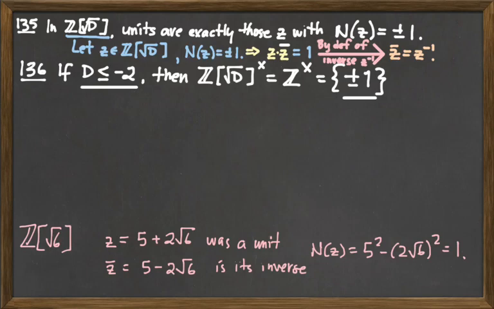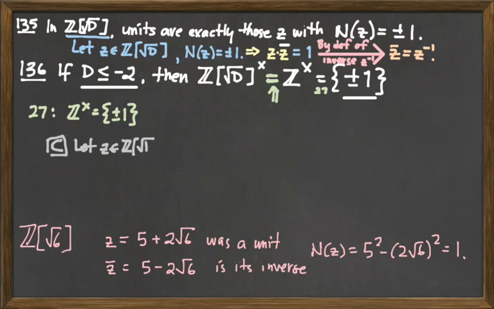Well, first of all, we know from Proposition 27 that the units of Z are equal to plus or minus 1. So we need to show that the units of Z adjoin radical d are equal to the units of Z. This part you didn't have to prove, but that part you had to prove, the set containment. So first we said, let z be an element of Z adjoin radical d.